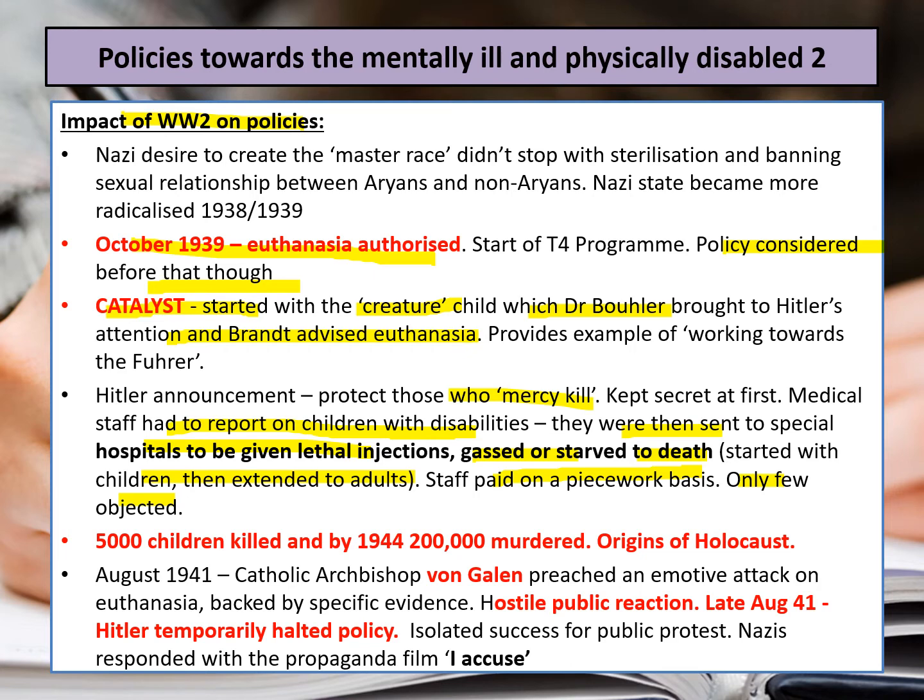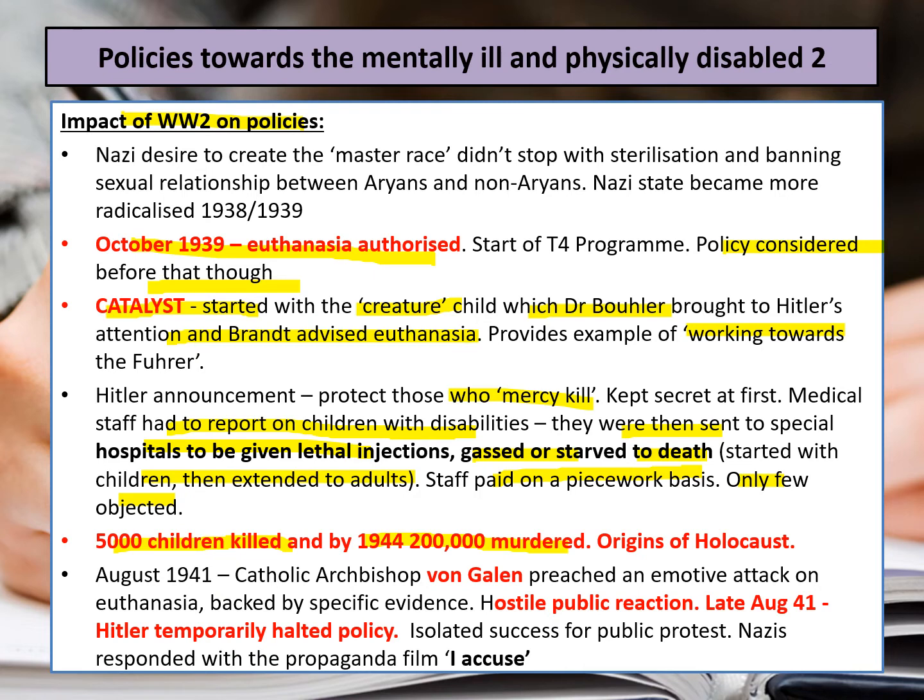It also shows us the chaotic nature of Nazi government and the fact that people were constantly working towards the Führer, because it's officials like Brandt and Buller who are the ambitious ones trying to get the Führer's attention by coming up with these new policies, and Hitler is just making these decisions off the cuff and then creating a policy after this one individual has been given permission to be put down in a mercy killing. As a result of this horrendous policy, 5,000 innocent children are killed, and by 1944, there are 200,000 murdered, including those children and also adults.